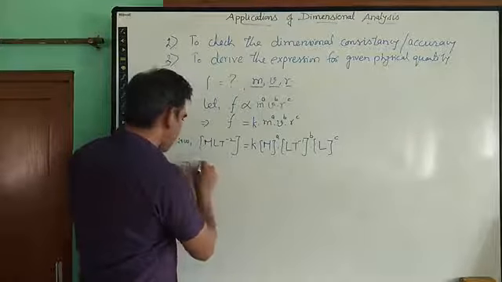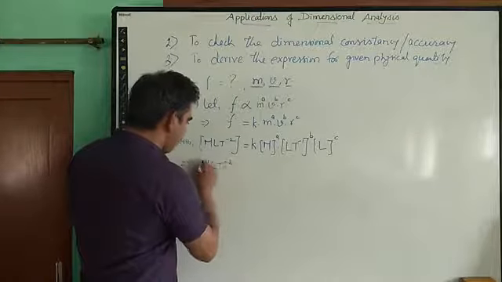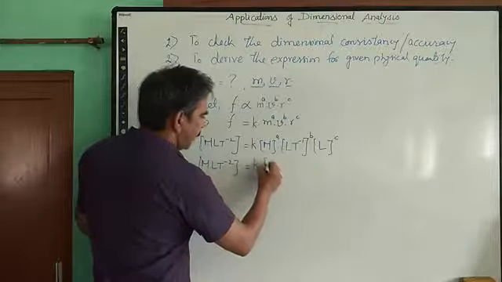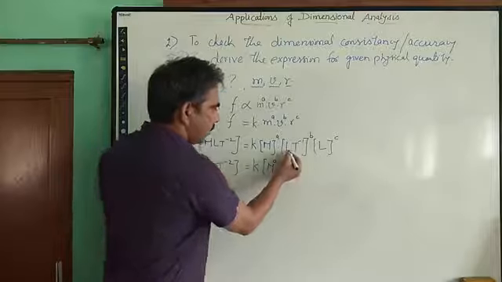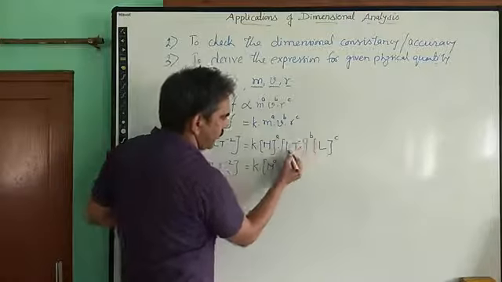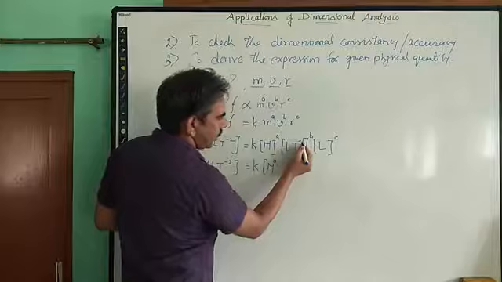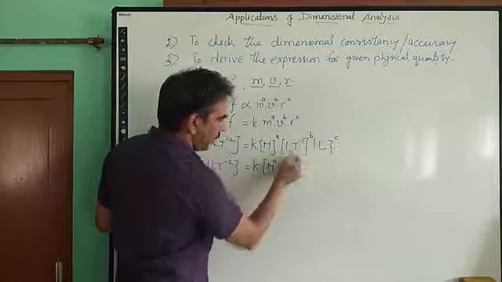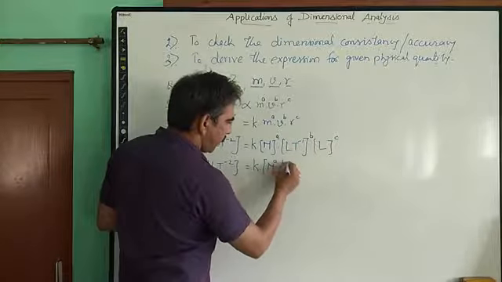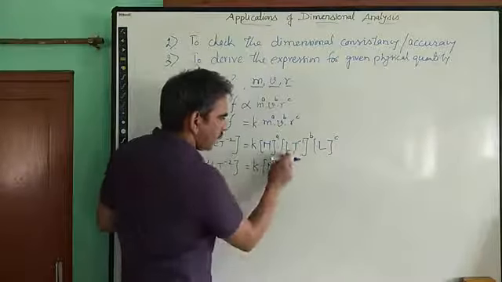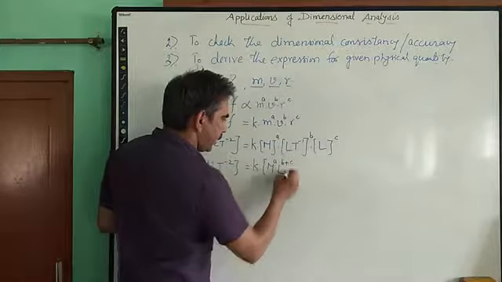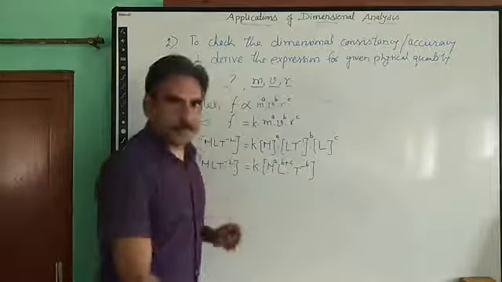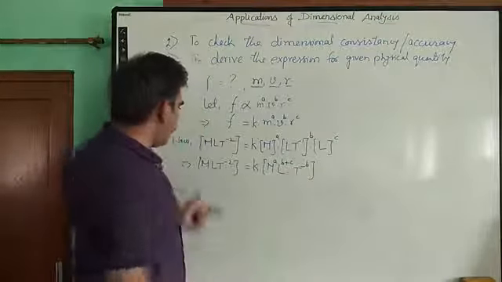On the left hand side there is nothing to solve, so we write it as it is. On the right hand side it becomes M to the power a. Whenever the power is applied, it becomes L to the power b, T to the power minus b. This L has power c and power b, so it becomes L to the power b plus c, as the powers of L both get added. Into T to the power minus b. So this is the form we are getting of the given formula.